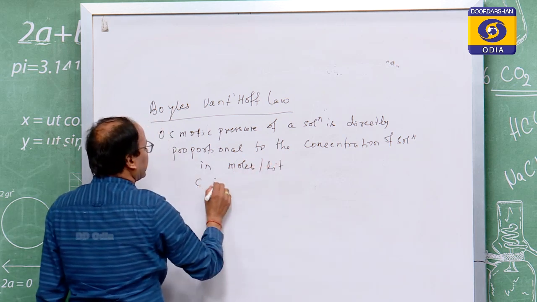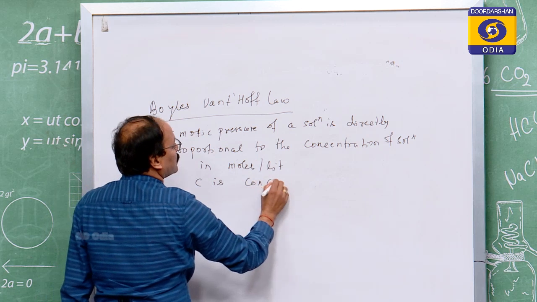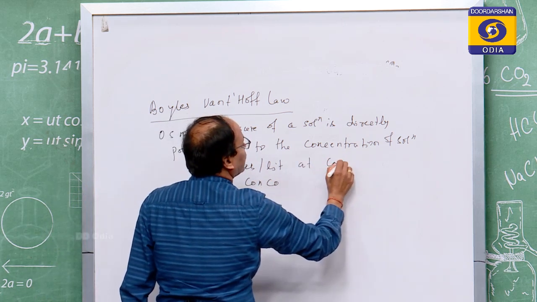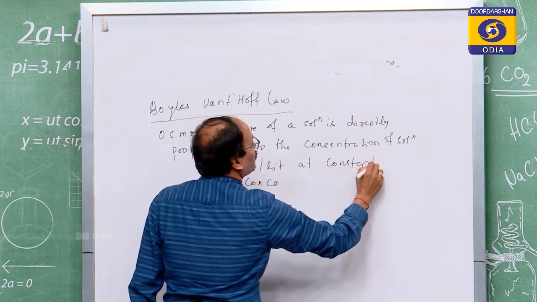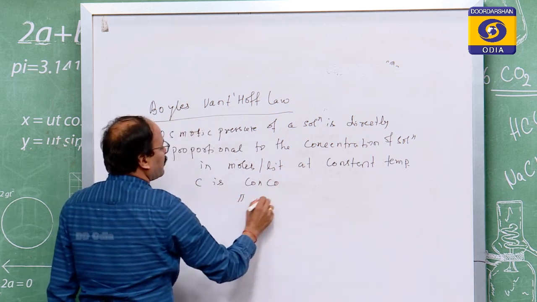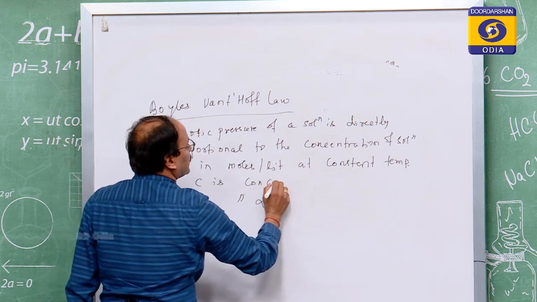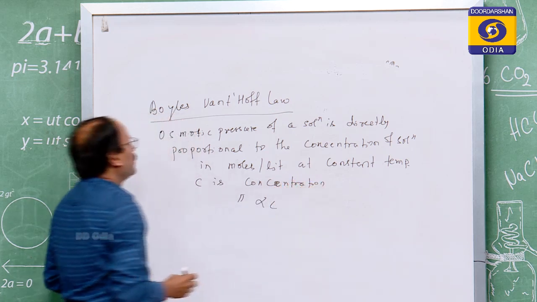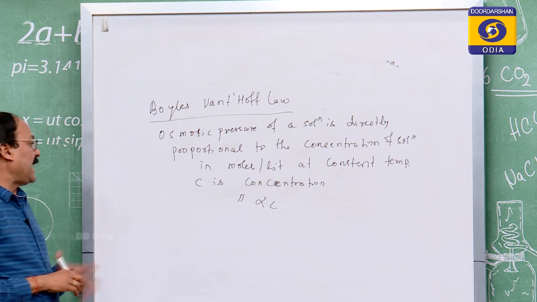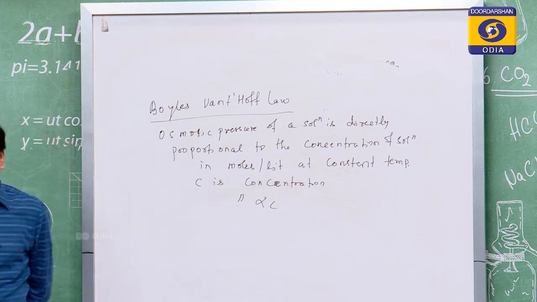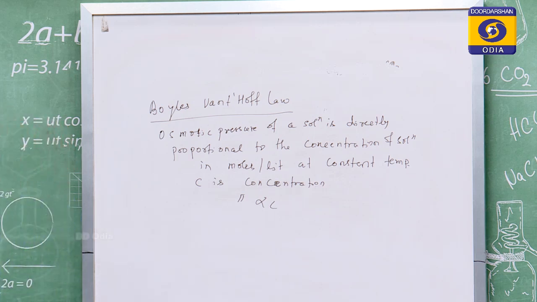If C is the concentration, you can write the constant solution in moles at constant temperature, because temperature must be constant. So, pi is directly proportional to C, the concentration. Let me tell you again, the osmotic pressure of a solution is directly proportional to the concentration of the solution in moles per liter at constant temperature. If C is the concentration in moles per liter, then pi is directly proportional to C.